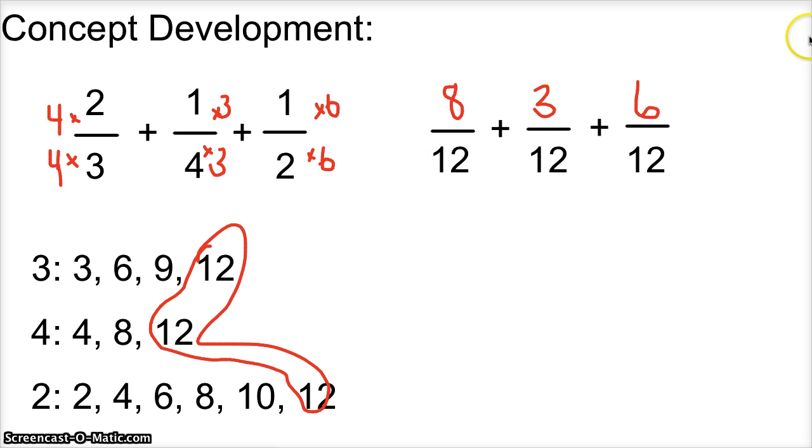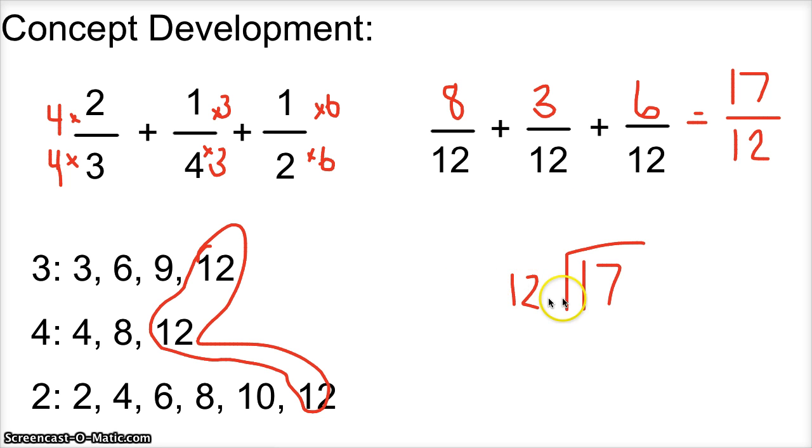Now I can just add these all straight across because I already have a common denominator. 12, 12, 12. So 8 plus 3 plus 6 equals 17 over 12. Already in simplest form. I don't need to do any simplifying or dividing. All I need to do is just change it to a mixed number because that's improper. So I'll put my 17 divided by 12. Then 12 goes in once, 1 whole. And then when I subtract, I'm left with 5. So 1 and 5/12 is my final answer.